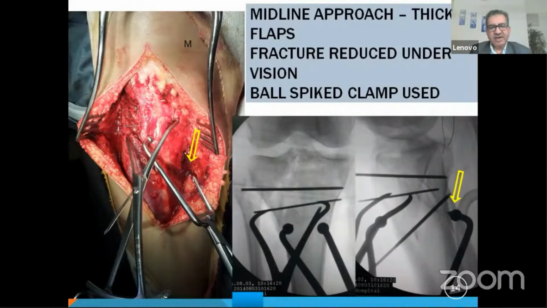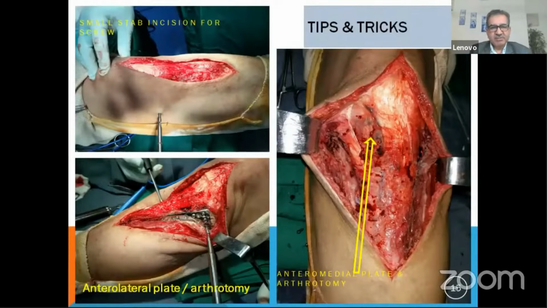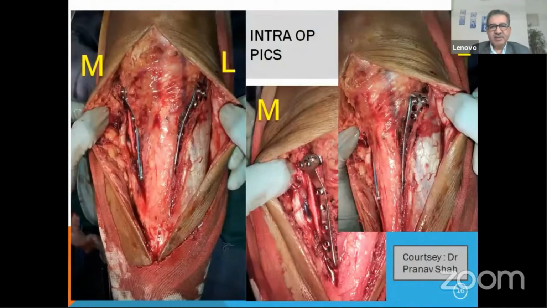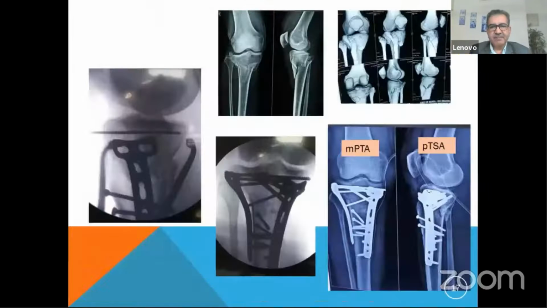And then your option, but I would always go for a medial plate first. And there can be some tips and tricks. You can do anterolateral arthrotomy if it is required, or submeniscal arthrotomy, or you can just go medially also. In medially also you can do arthrotomy. And you can use these step incisions just to put the posterior screw. And these are the intraoperative pictures. This is how it looks, and then you can close the wound over a drain.